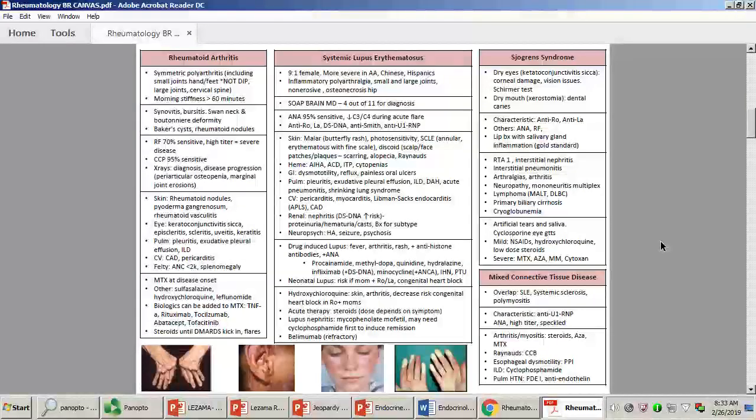Alrighty. Moving on. So rheumatoid arthritis. Who wants to tell me what they know about RA?